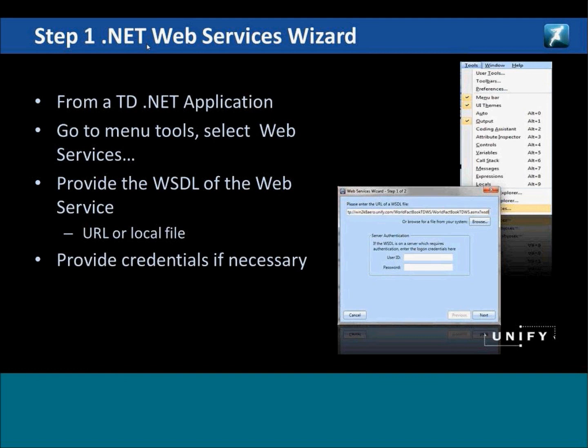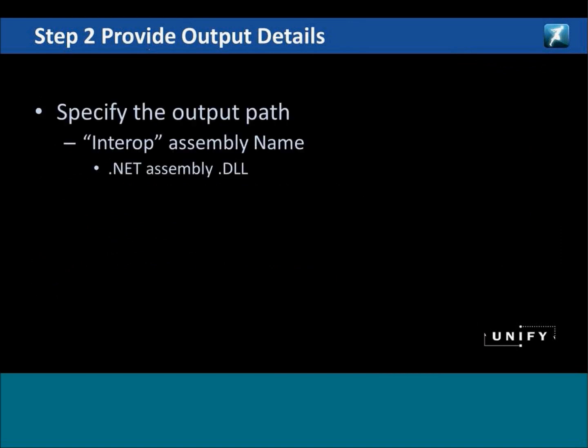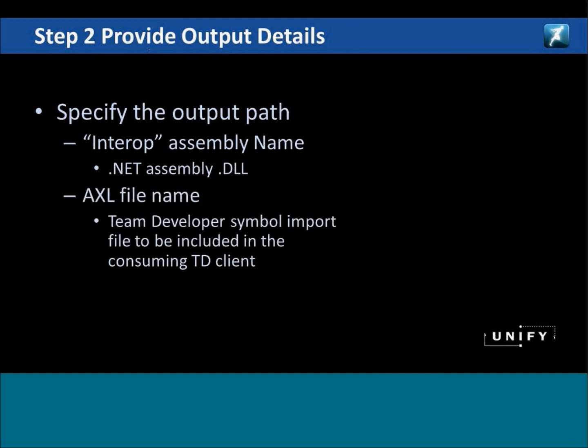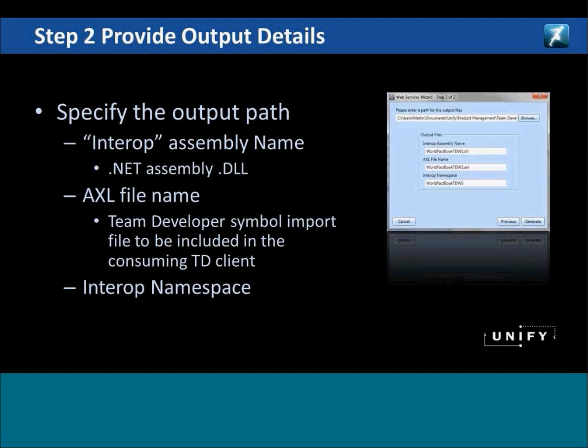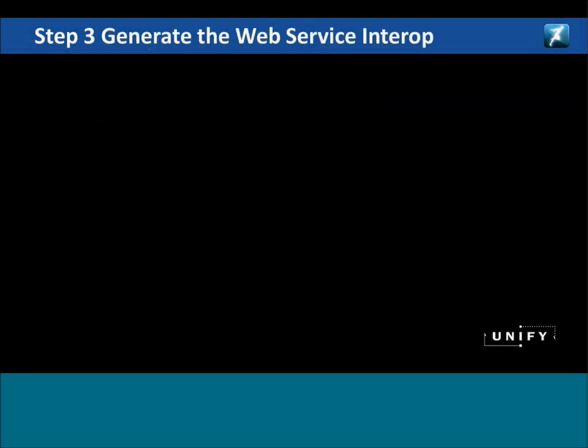You need to provide, if necessary, credentials. Click Next and specify the output path, the name of the assembly that is being generated, the name of the AXL file that will be included into your open application, and the Interop namespace if you want to change it from the file name you're using. So very simple.